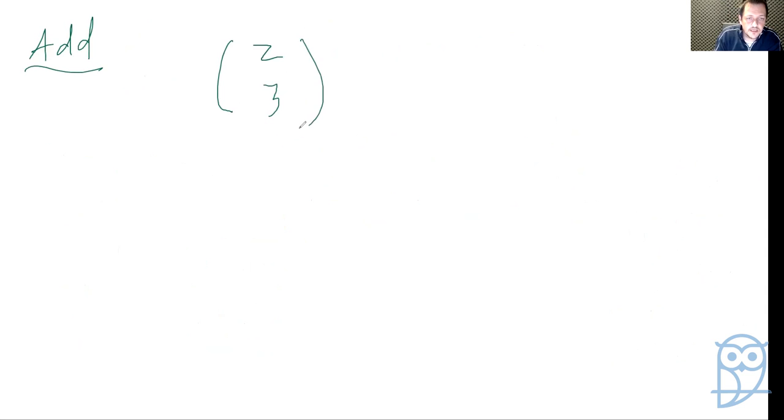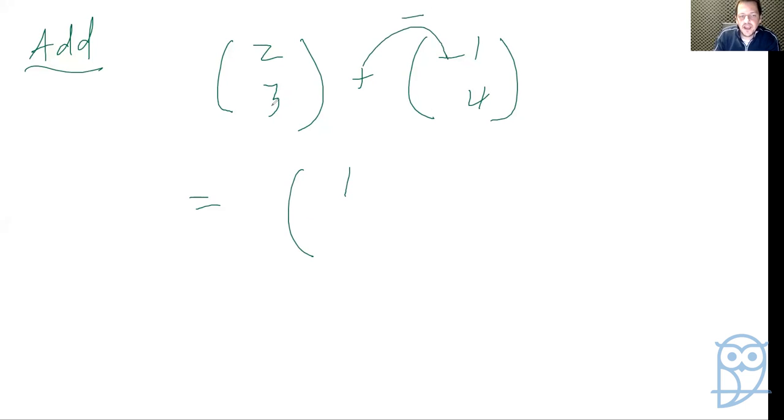You have 2, 3, and you have -1, 4. Just like with matrices, you do it component by component. So 2 plus -1 is 1, because remember, a plus and a minus together make a minus. And 3 plus 4 is 7. Yay! Very complicated. You guys can see how we're going to remember to do this.